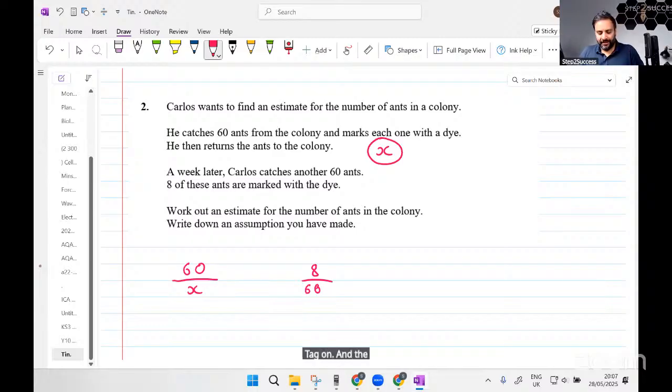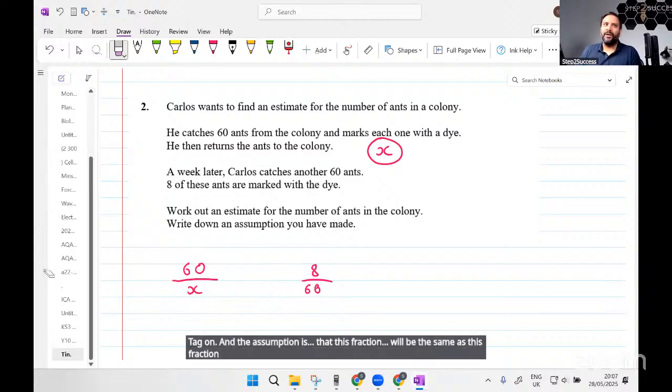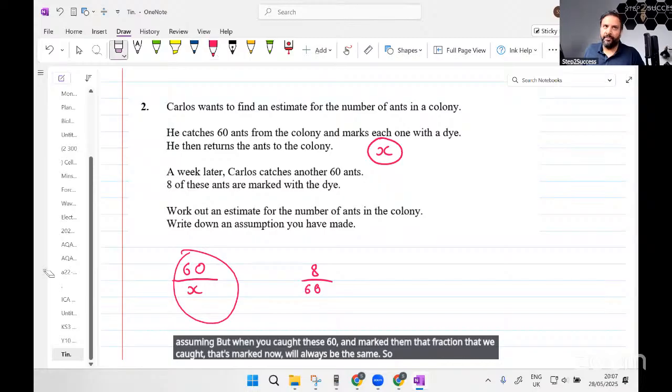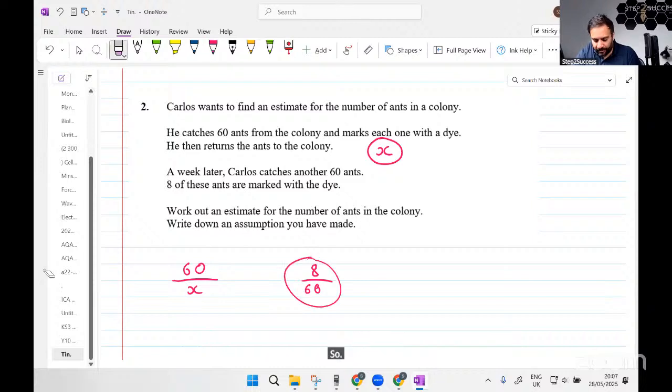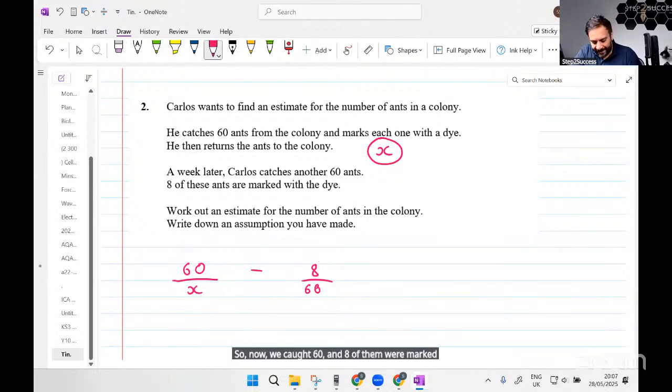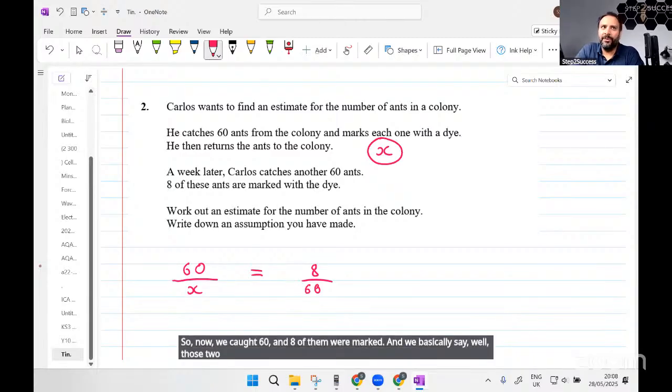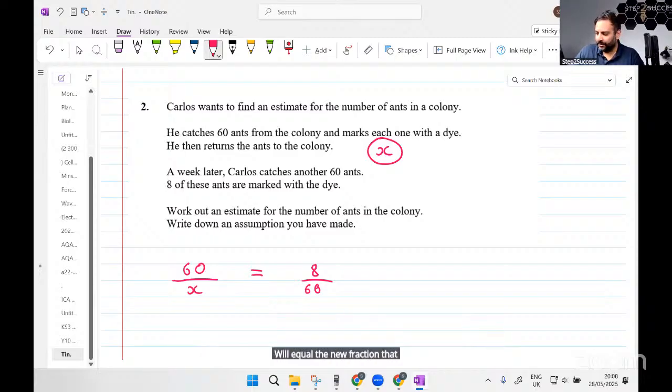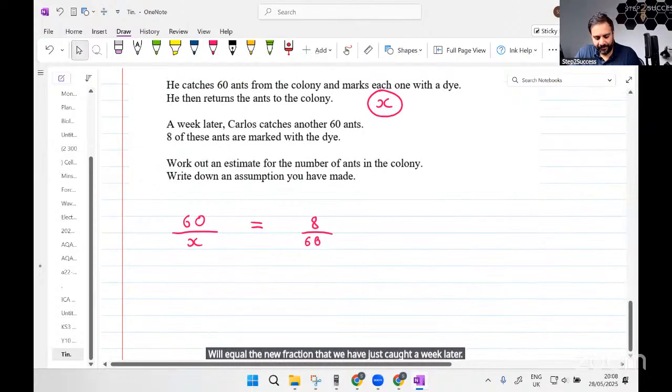And the assumption is that this fraction will be the same as this fraction, because that's how fractions work, I suppose. We're basically assuming that the fraction that is marked will always be the same. So 60 out of however many there are are marked, and we assume that fraction stays the same. So now we caught 60 and 8 of them were marked. We say those two are equal to each other, because whatever that fraction is will equal the new fraction that we have just caught a week later. And then from here, you work out what x is.